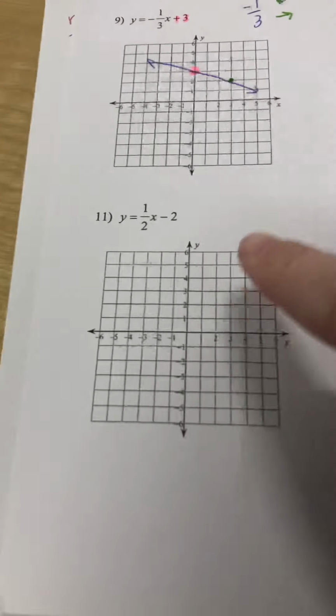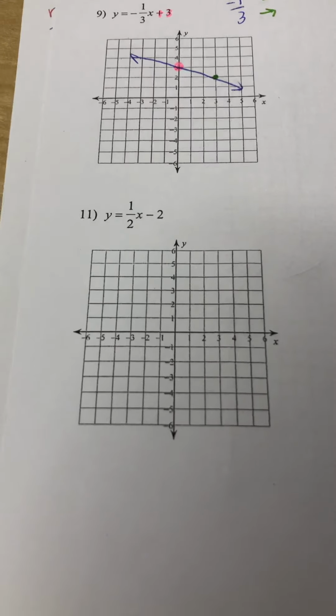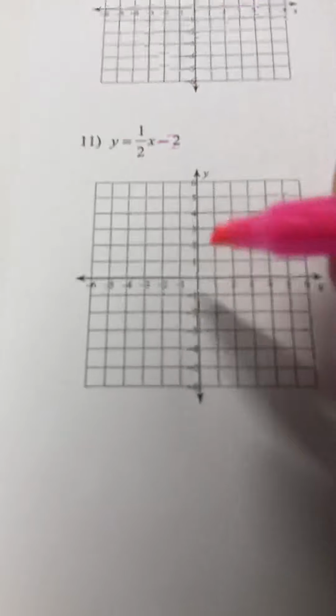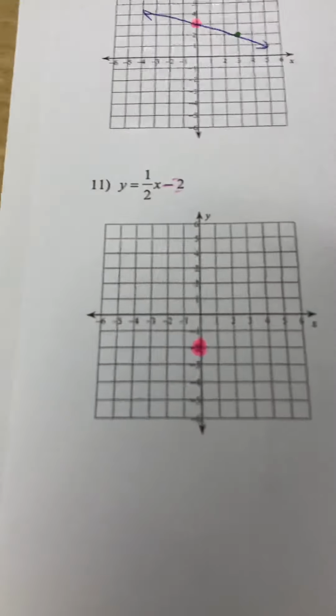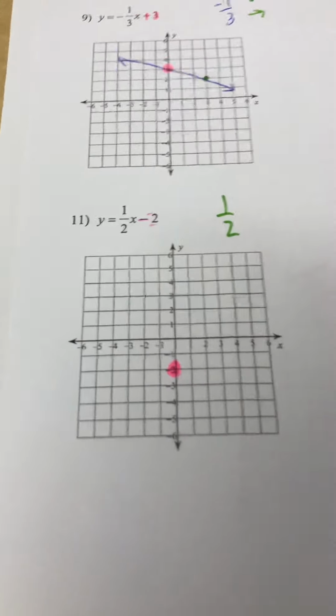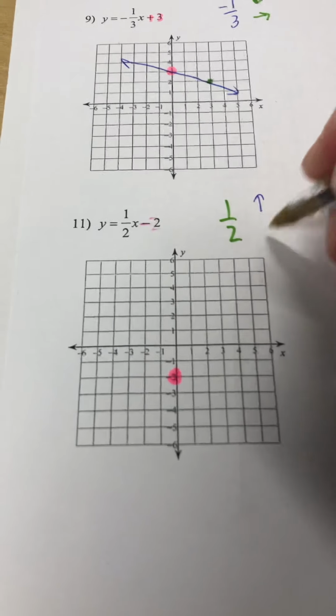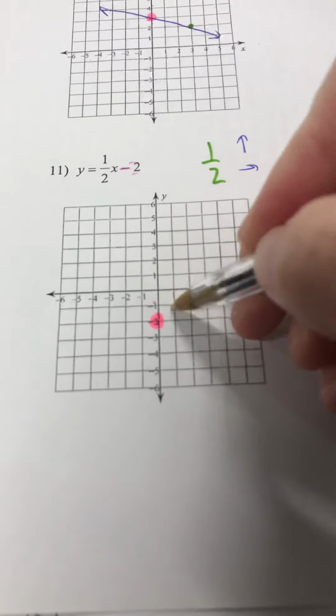All right, and last one. So looking at negative 2, my slope is 1/2. So I'm going to go up 1 to the right 2. Up 1, right 2.